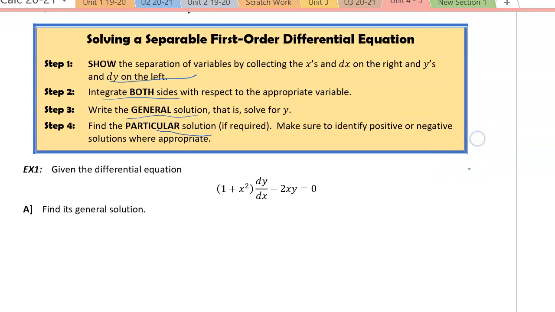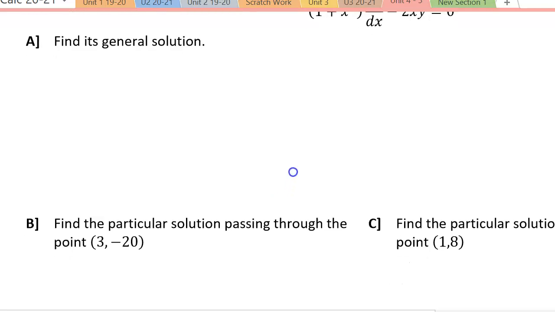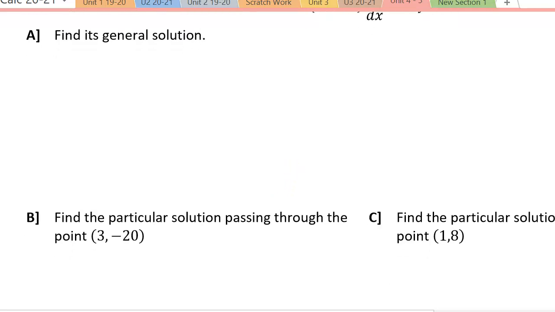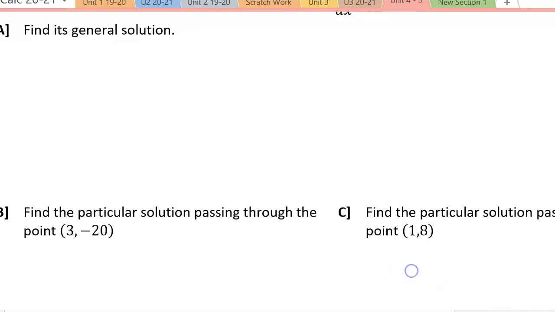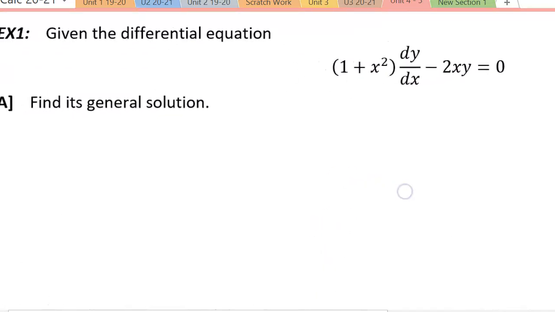Okay, let's look at this first differential equation we have here. Part A, we're going to actually find the general solution first. Part B says find the particular solution. Part C is find the particular solution going through these different points. Okay, so let's go ahead and solve this craziness first.